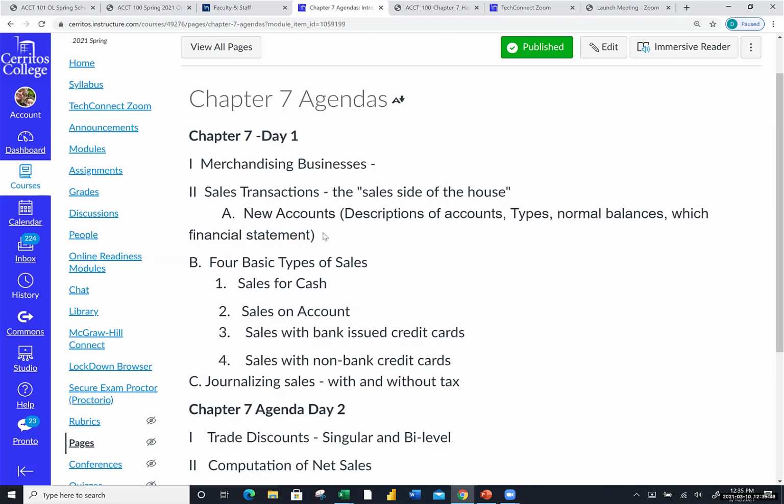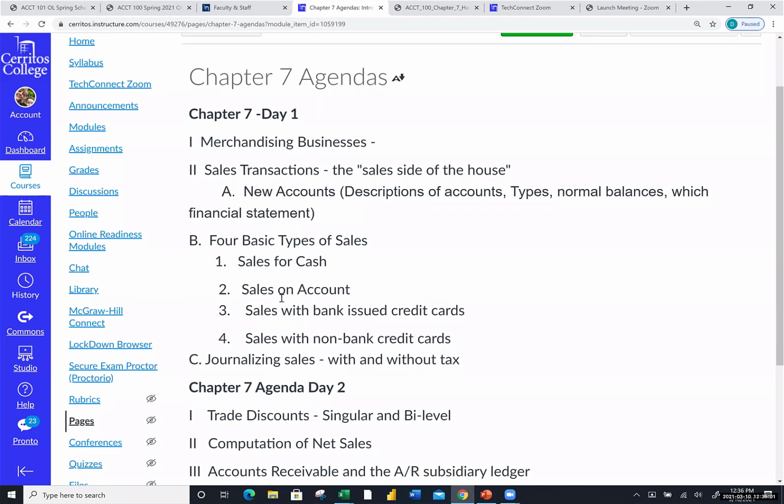And anytime we talk about new accounts, I've tried to get you guys in the habit of showing 3 things, and we'll do those same 3 things today. The type of account, the normal balance of the account, and which financial statement it goes on. And then you'll see the real focus are those 4 different types of sales that we just got done mentioning. Of course, we're going to dive in and get our hands dirty. We're going to look at cash sales, sales on account, open account, 30-day terms usually. And then we'll look at bank issued credit cards like Visa or MasterCard. And we'll take a look then at the non-bank credit cards like American Express.